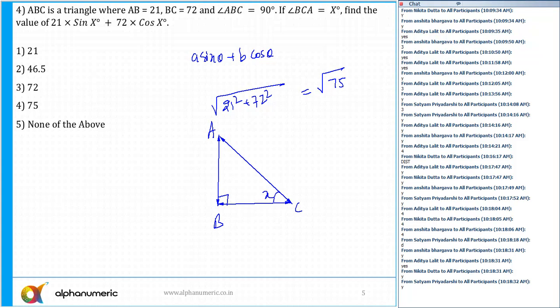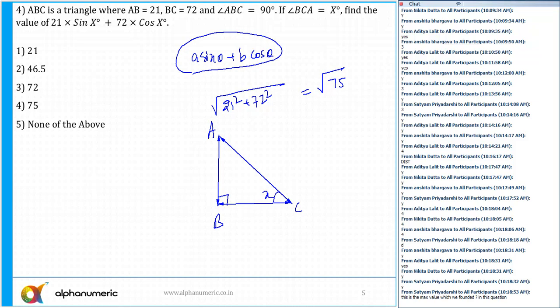So 21 sin X plus 72 cos X. It's a standard formula, so we can use this also. Root of A square plus B square, yes, that's right, is the maximum value. Minimum is minus root of A square plus B square. So it will always lie in this range. So that is the answer also, because it is a right angle triangle.